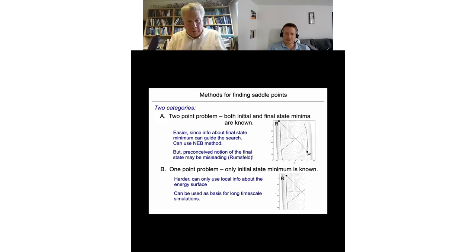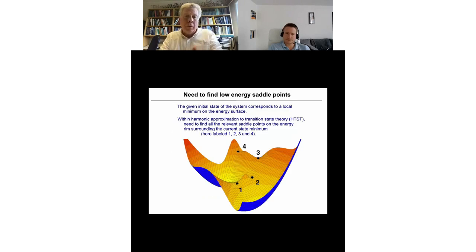But if you don't specify the final state and just find all the relevant low-lying saddle points, that can be the basis for a long timescale simulation of the system. And so, again, showing here some energy surface. There's this initial state minimum there with yellow, and then you have 4 different saddle points there, and essentially the task is to find these saddle points.